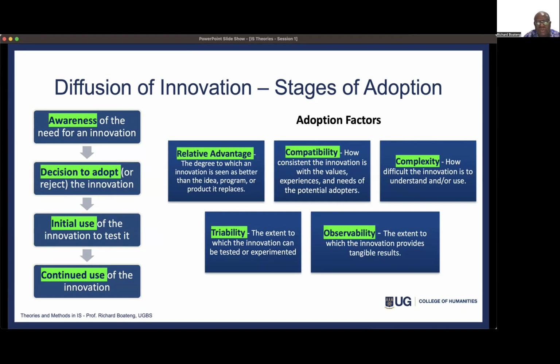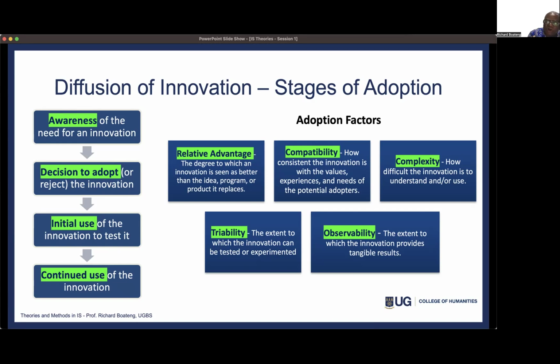Relative advantage: the degree to which the innovation is seen as better than the idea, program, or product it replaces. Two, compatibility: how consistent the innovation is with the values, experiences, and needs of potential adopters. Then question three, how difficult the innovation is to understand and use. What's the difficulty level for appreciating and understanding the innovation that we want to be able to deploy?